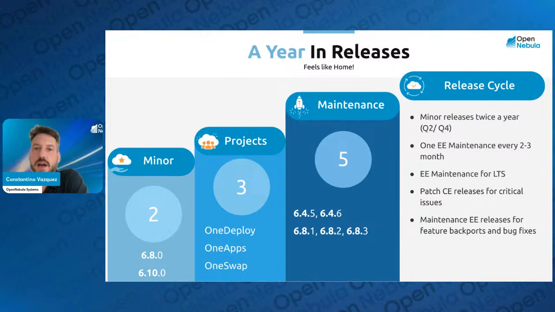So we were continuing the 6.4 LTS release, which will be out of support 9 months after 6.10 was out. So 6.4 still has half a year of support from our side. And we also advanced on the 6.8 series, which was active until 6.10.